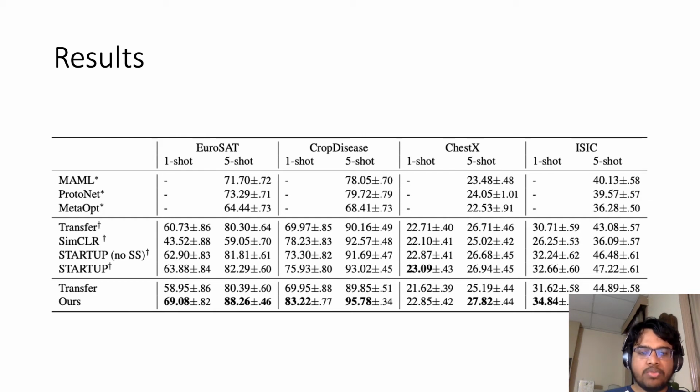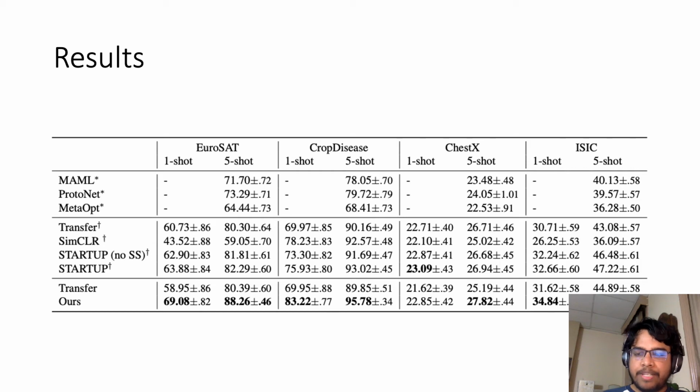For other baselines, we first show the performance of the meta learning method. The transfer learning baseline is actually the baseline with the cross entropy loss. Here, STARTUP is a recent approach that uses the unlabeled data during training, and hence it is most similar to our approach. We also show results for the SimCLR self-supervised models.